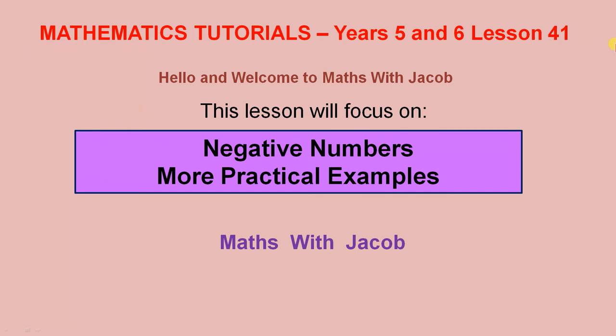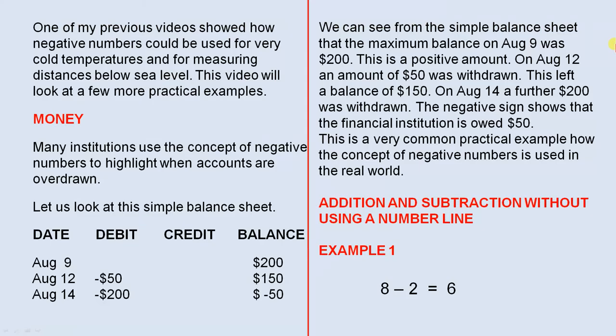This lesson will focus on negative numbers, more practical examples. One of my previous videos showed how negative numbers could be used for very cold temperatures and for measuring distances below sea level. This video will look at a few more practical examples.